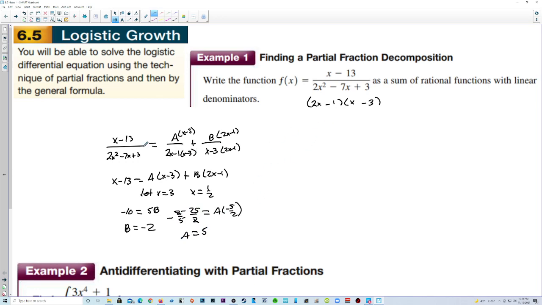So the answer that we're looking for is 5 over 2x minus 1, and then negative 2 over x minus 3. And we've written this with linear denominators rather than a quadratic denominator.